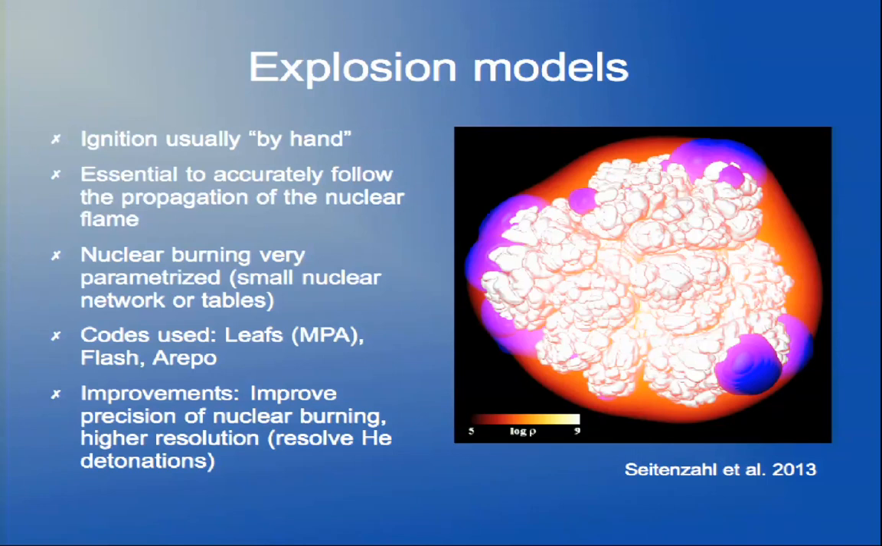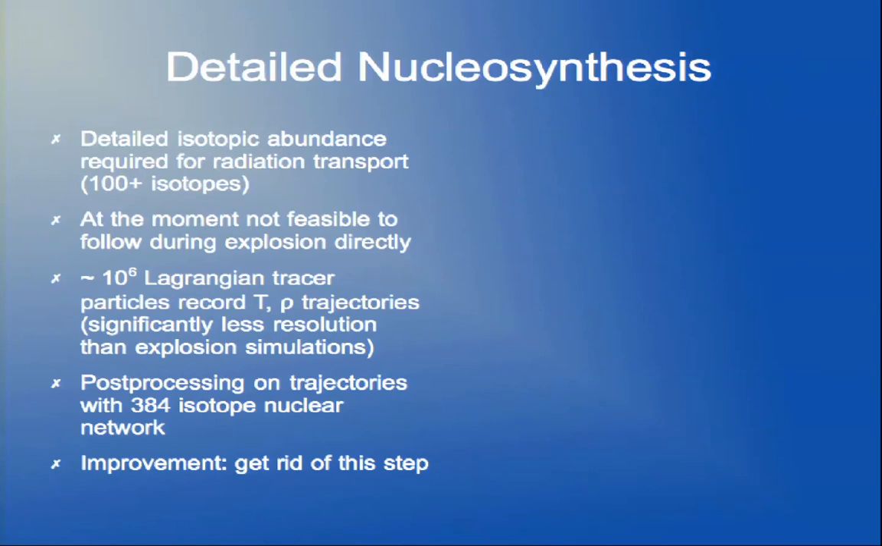Okay, so once we have the explosion, usually we run it until the nuclear burning has ceased completely and everything is flying apart, so there's nothing left over. That usually takes 1 or 2 seconds, and we run it for another 100 seconds until everything is in homologous expansion and dynamically in the ejecta nothing is happening anymore. What we then need, as I said before, is really the detailed isotopic abundances. At the moment we can't afford to do that directly in the simulation.